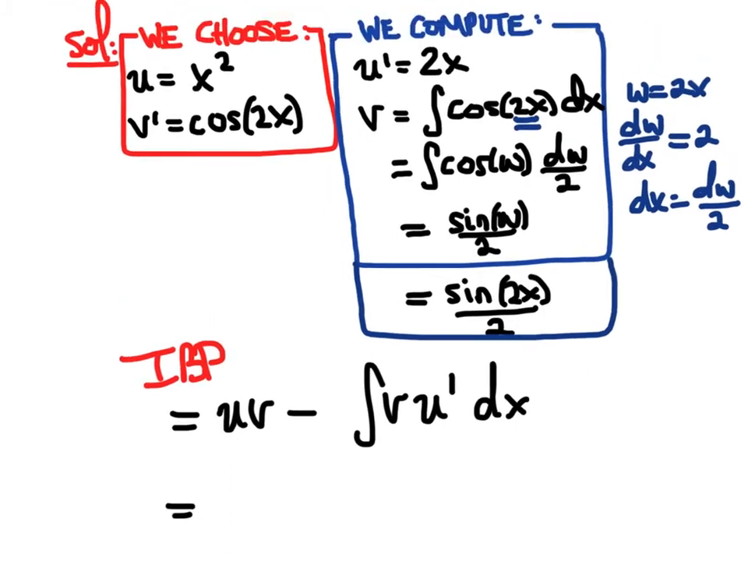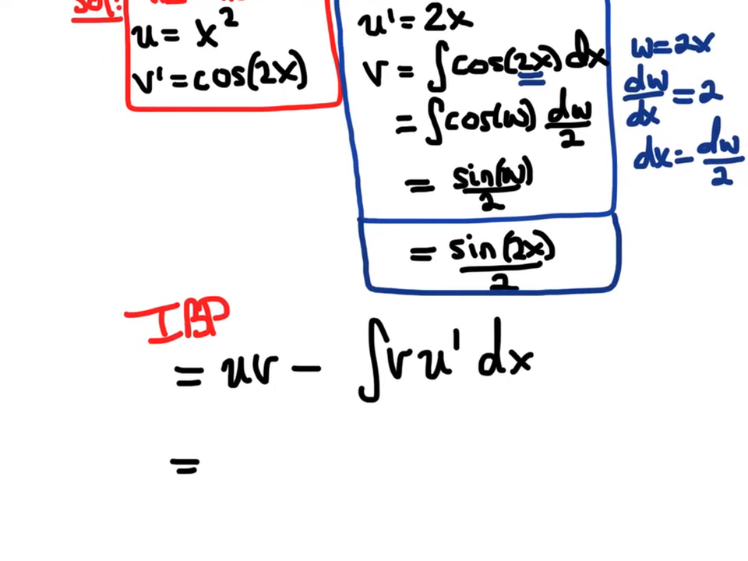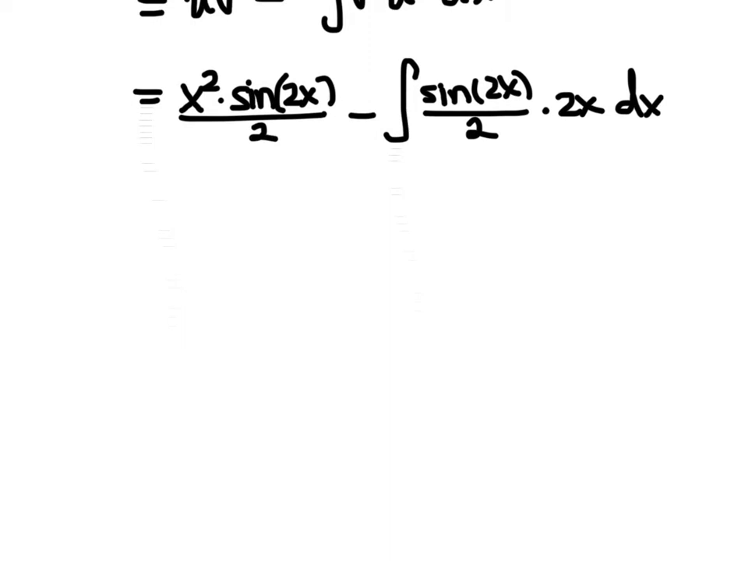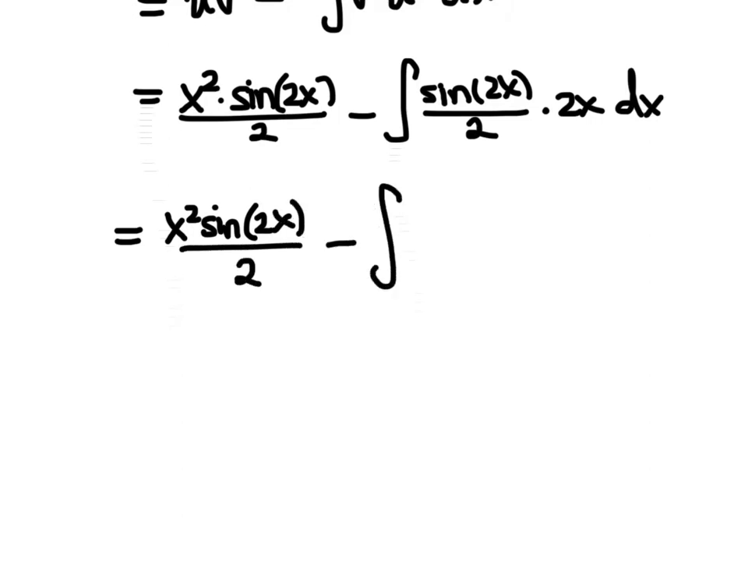Alright, so we're going to remember what we set everything equal to. U is x squared. V is sine of 2x all over 2. We're going to subtract the integral of sine of 2x over 2 times u prime, which is 2x, all with respect to x. Alright, and we're going to simplify this a little bit. So this first term doesn't move, and the final integral becomes x times sine of 2x, all with respect to x.